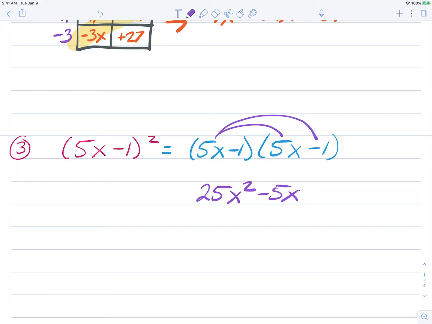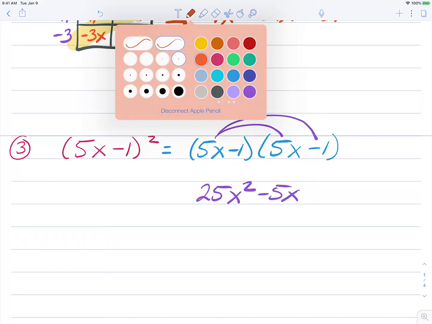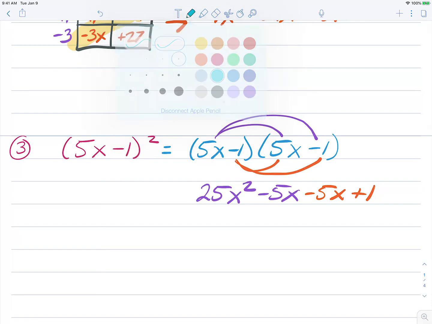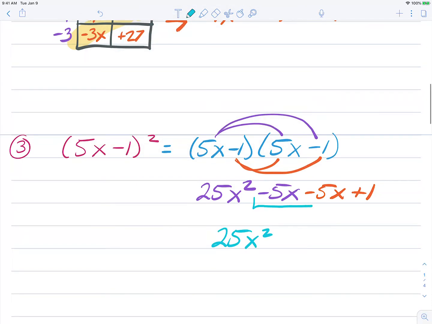Now I'm going to take the negative 1 and multiply everything in the other parentheses by it. Negative 1 times 5x is a negative 5x, and negative 1 times negative 1 is a positive 1. Now combining like terms, this is the only x squared term. I can combine my x's to get a negative 10x, and we have a plus 1.